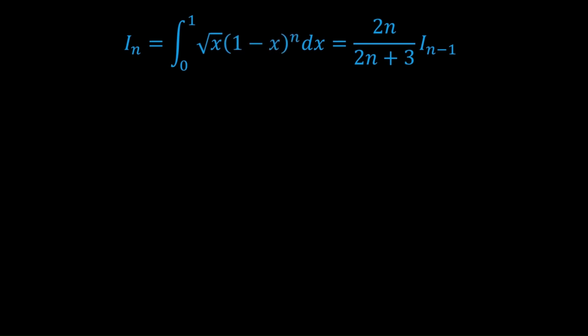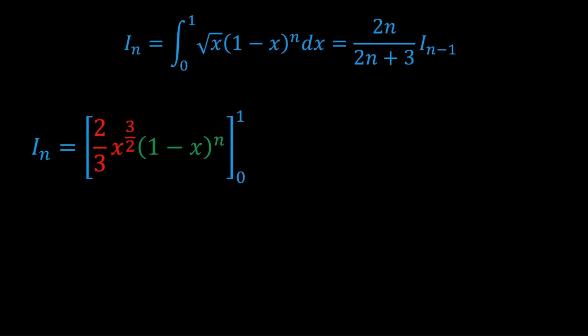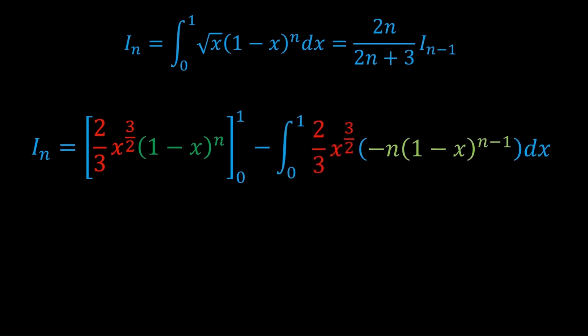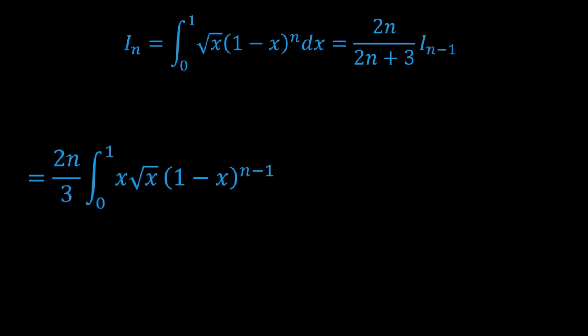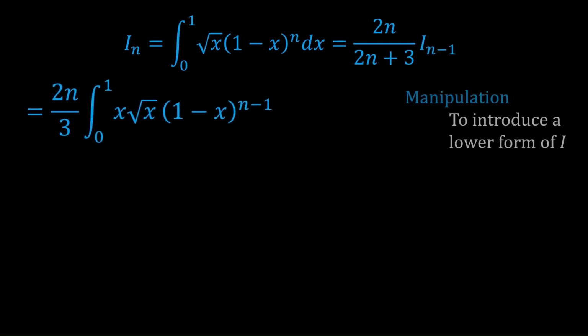We're going to differentiate the 1 minus x to the n and integrate the root x. So integrate 1, leave 1, minus the integral of integrate 1, differentiate 1. When you sub in the bounds for the first term, you just get 0. We want to write this in terms of In and In minus 1 ideally. So we can see the x is very similar to 1 minus x. We can manipulate it as so.